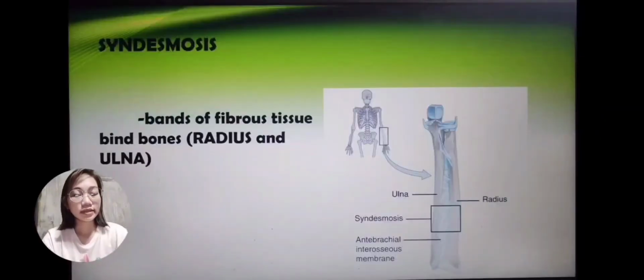Then next is the syndesmosis. Syndesmosis: bands of fibrous tissue bind together the radius and ulna. Ayan, kung makikita natin dito sa image, si radius and ulna. Then, yung nasa gitna, kung ano yung nagbabind kay radius and ulna, yun yung tinatawag natin na syndesmosis.